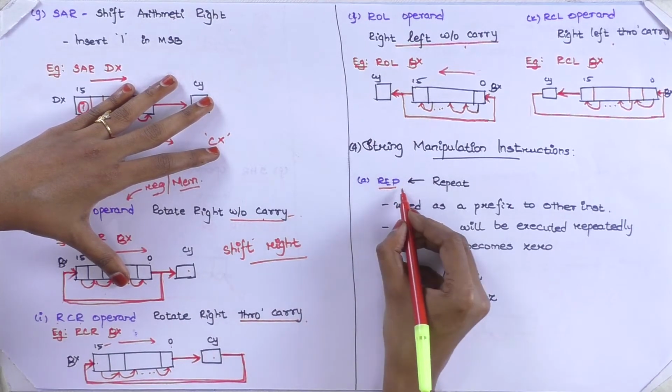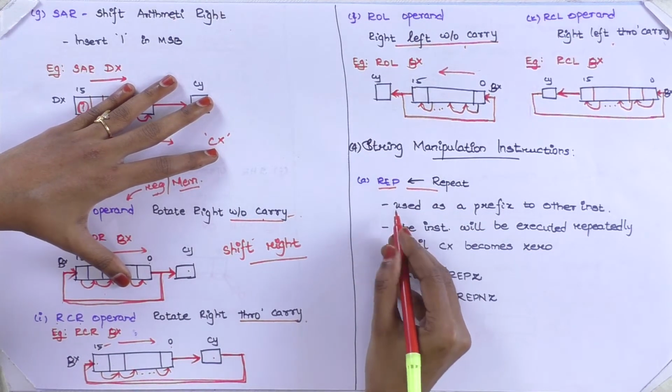Fine. Next we will see string manipulation instructions. First we are going to see REP, repeat. We use this instruction as a prefix to most of the mnemonics of string manipulation instructions. String manipulation means that if you want to operate on a large number of data, more hexa values in memory, you use string manipulation instructions. For example, if you want to access 10 bytes of data from a memory location, you can use them.